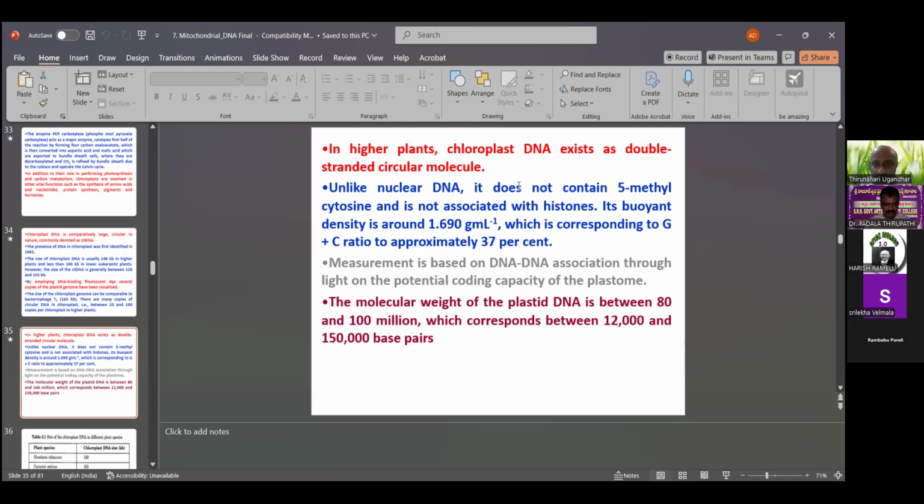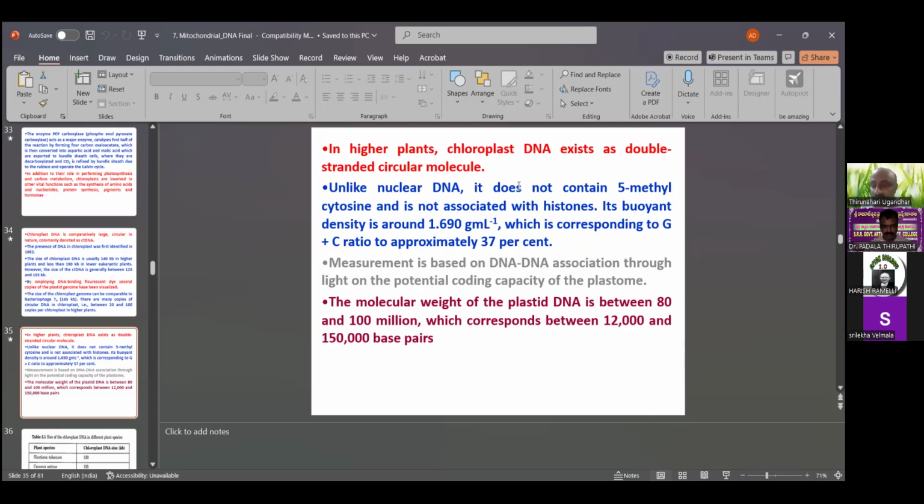Unlike nuclear DNA, it does not contain 5-methylcytosine and is not associated with histones. It also has a buoyant density of around 1.690 grams per cubic centimeter, which corresponds to a guanine and cytosine ratio of approximately 37%. That is its nature. Then measurements based on the DNA give light on the potential coding capacity of the plastome.